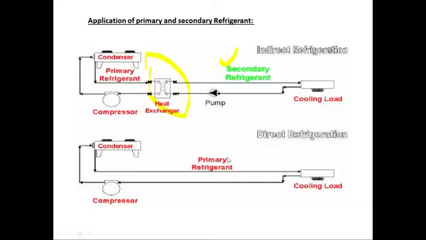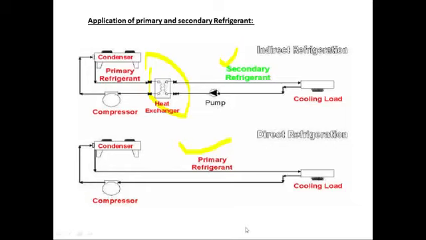Whereas in the second one, we are using only the primary refrigerant. The second one is direct refrigeration. We are only using primary refrigerant. So this is the condenser, and this is the compressor. After the condenser, it goes to the building. The primary refrigerant goes to the building, absorbs the cooling load, and then goes to the compressor. So the entire circuit is based on the primary refrigerant only. It is your refrigerant which is circulated. There is no secondary refrigerant.